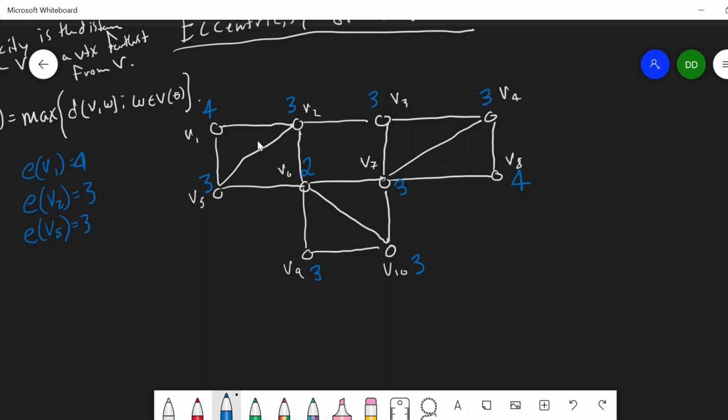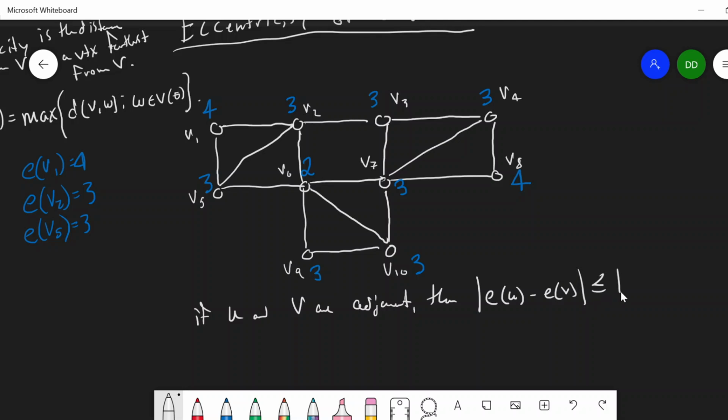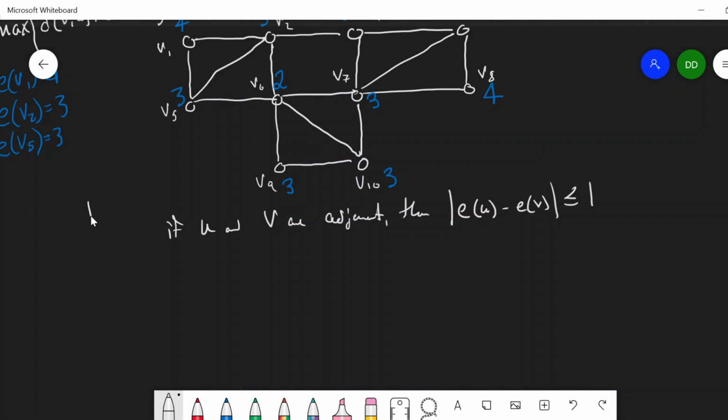Now you'll notice something: any two adjacent vertices, their eccentricities differ by at most 1. That is, if U and V are adjacent, then the absolute difference between their eccentricities is at most 1. You prove this with the triangle inequality. This is Theorem 2.7. And let's actually run through the proof of Theorem 2.7 here.